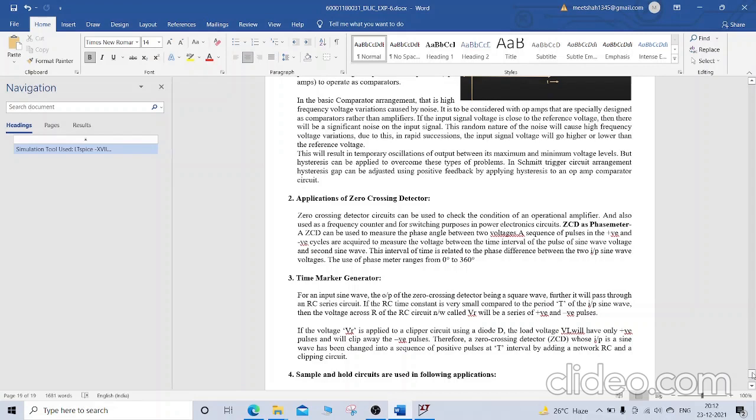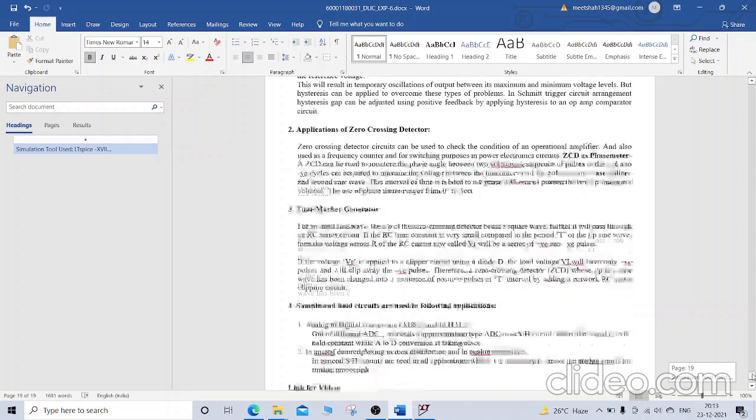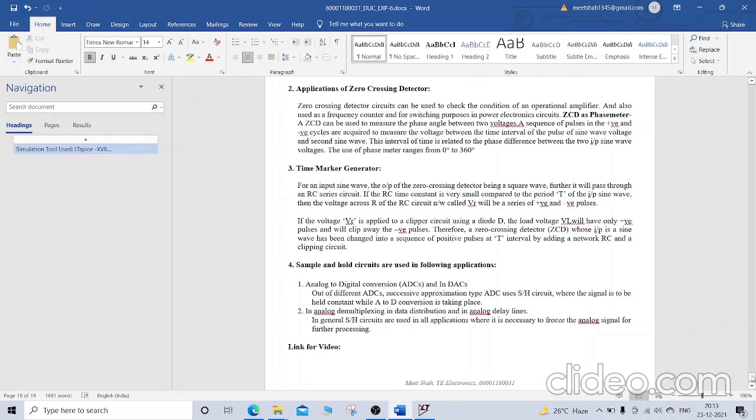ZCD as phase meter. A zero crossing detector can be used to measure the phase angle between two voltages. A sequence of pulses in the positive and negative cycles are required to measure the time interval between the pulse of a sine wave voltage and a second sine wave. This interval of time is related to the phase difference between the two input sine wave voltages. The phase meter ranges from 0 degree to 360 degree.